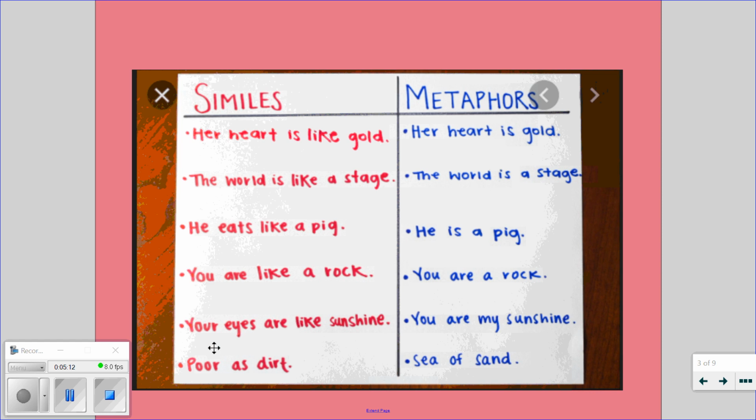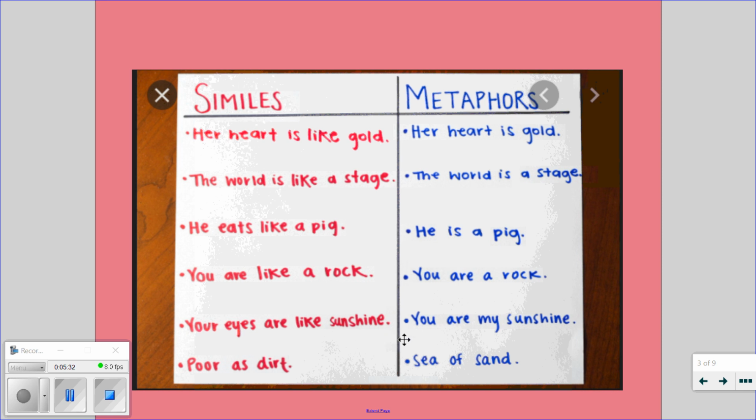This one says, your eyes are like sunshine. So think of the sun. It's bright, it's sunny, it's beautiful, and it brings lots of light and love into your life. So your eyes are like sunshine. Maybe you're describing your mom, saying that she brings lots of happiness and joy into your life, lots of warmth.